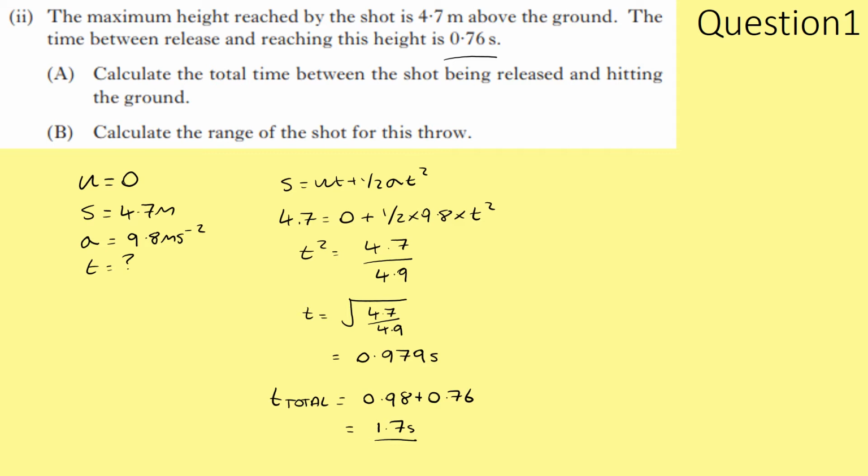In part B, we're asked to find the range of the shot for this throw. So the horizontal range can be calculated using d is equal to v times t, remembering your v here is your horizontal component of velocity. Now we calculated our horizontal component of velocity previously, and that was found to be 8.9 meters per second. So the horizontal range, d, is equal to 8.9 multiplied by the total time we calculated, which is 1.7 seconds, giving us a value of 15 meters.